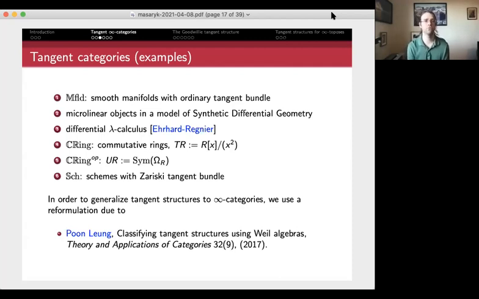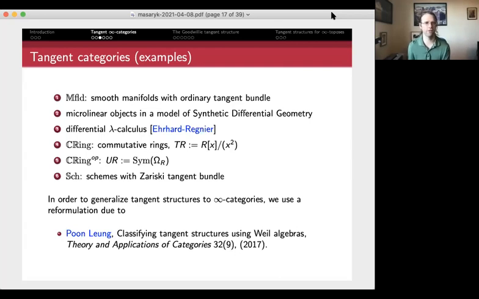What I want to turn to now is how, in our project, we extended tangent structures to infinity categories, which was the first part of our project. We have these definitions of tangent category, but the context we wanted to work in was infinity categories, so we needed a generalization of what I've already told you. Maybe I'll just say a few words about that process.